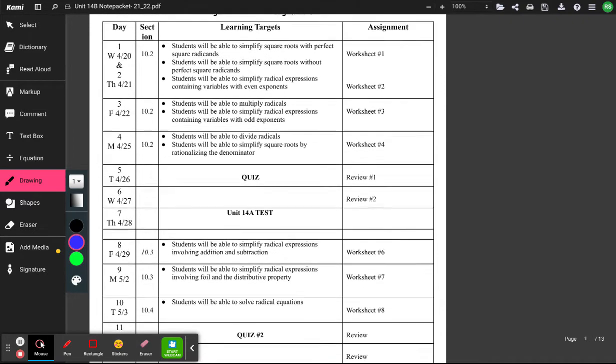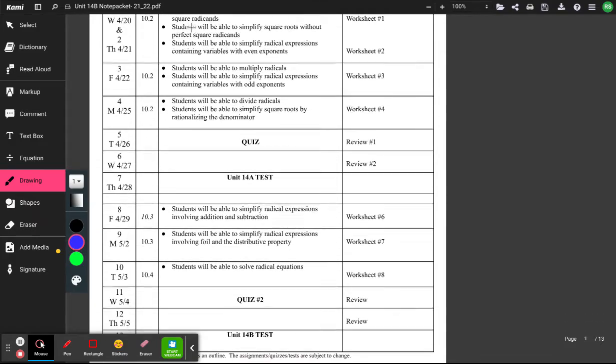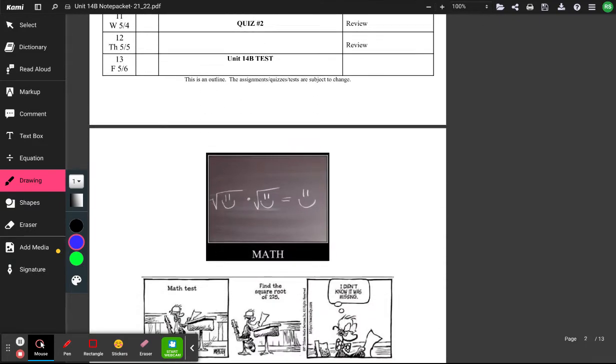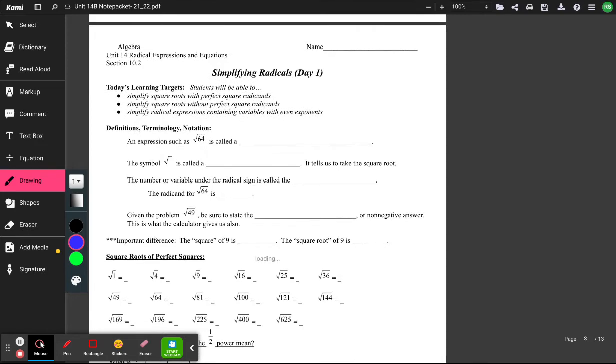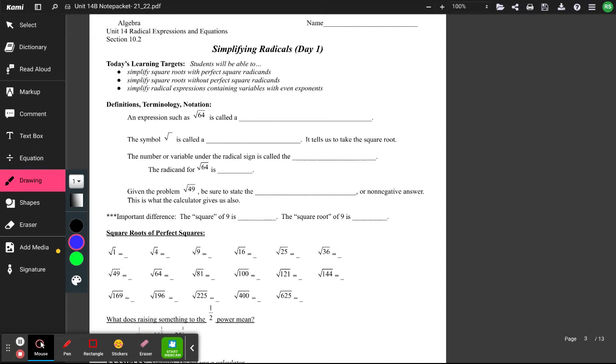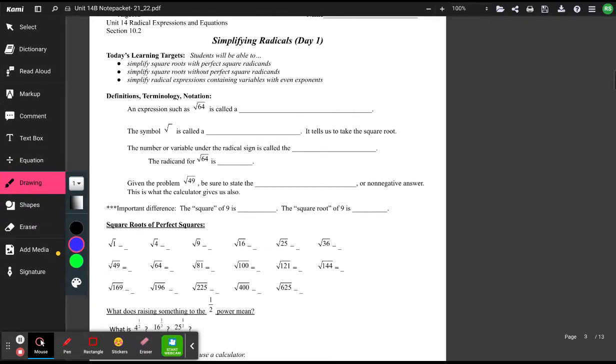You can take a look at the guide here and see what it looks like over the course of the next few days. Wednesday, Thursday, and Friday we'll be simplifying again on Monday. Tuesday and Wednesday will be your time to review and practice, and then Thursday we'll take our first assessment. So going down to the day one notes, you'll see your learning targets are at the top. We're going to go through some basic vocabulary to start, and then we will progress through what the simplifying process looks like.